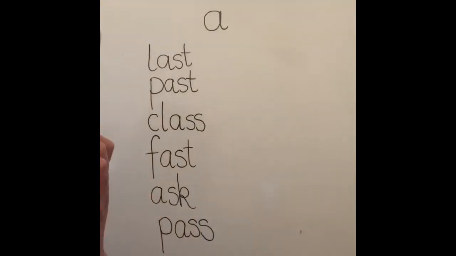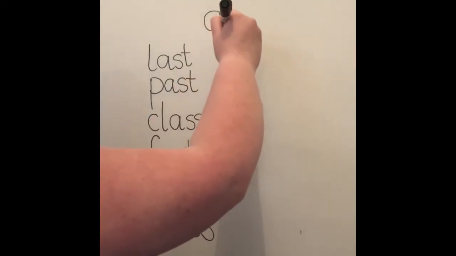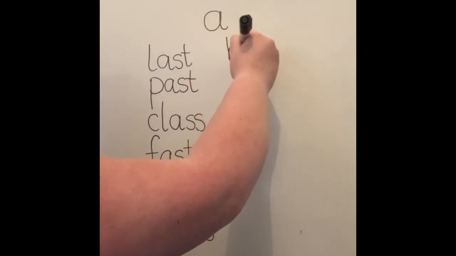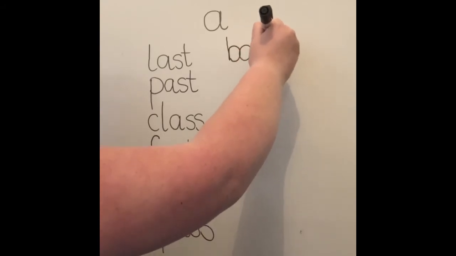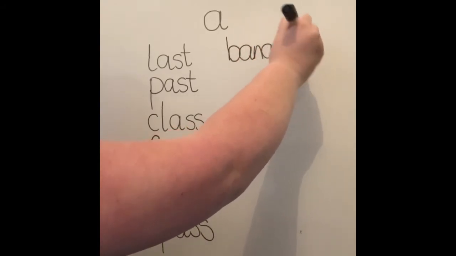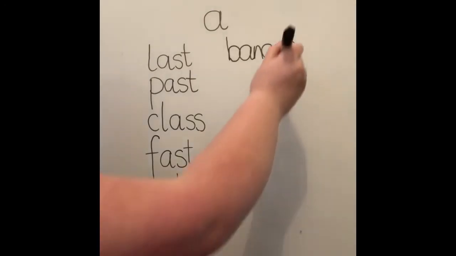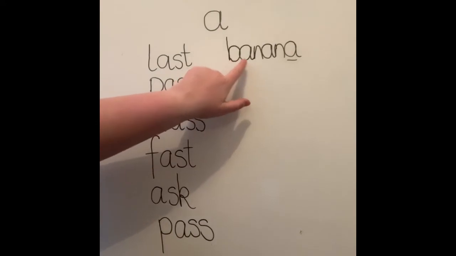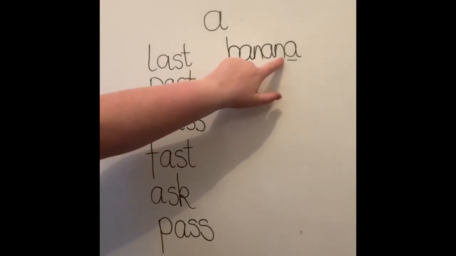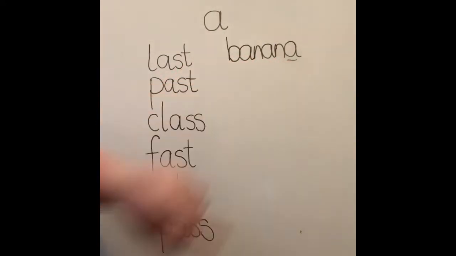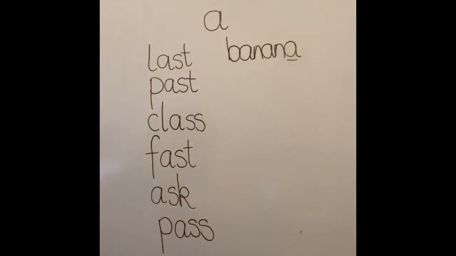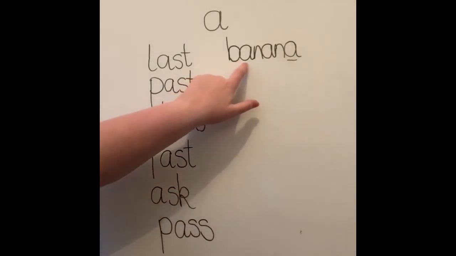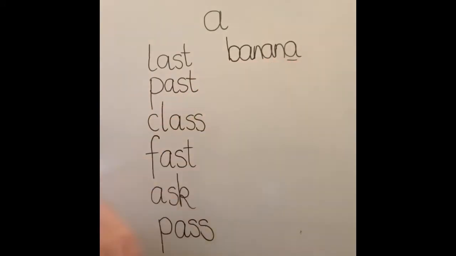Okay, so for our next words, I love this first word because sometimes it's tricky to remember when to stop when you write it. So the word is b, a, n, a, n, ah. So it's this one on the end that makes the ah sound. B, a, n, a, n, ah. Banana.